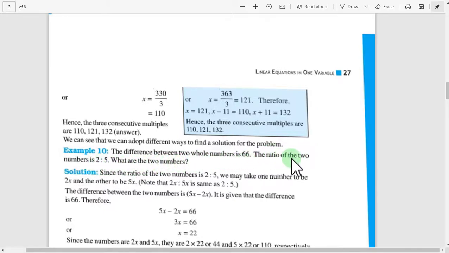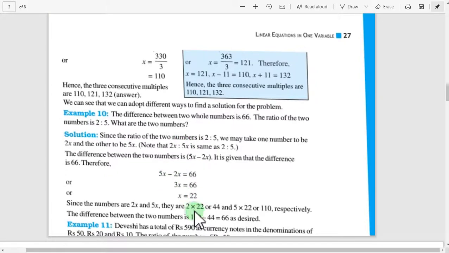It is not like other sums. Ratio is given. If the ratio is given, you have to consider the numbers as 2x and 5x, with that x. Our two numbers are now 2x and 5x. The difference between the two whole numbers is 66. Difference means you have to subtract the smaller number from the bigger number. Bigger will definitely be 5x, right? So 5x minus 2x is equal to 66. Subtracting like terms, 3x is equal to 66, x is equal to, taking 3 to the other side, 22.